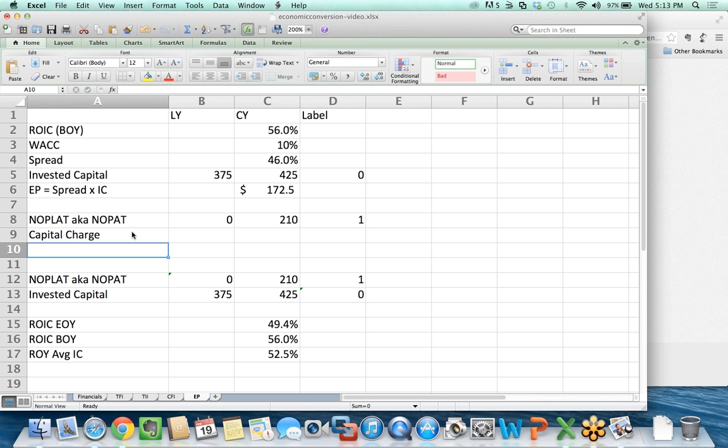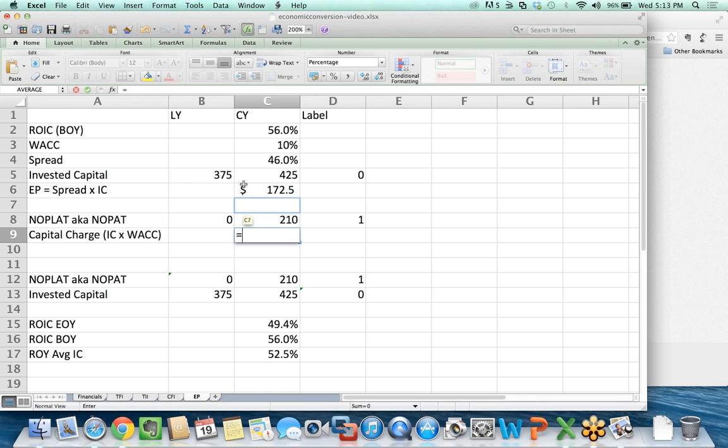And the capital charge is going to be the invested capital times the WACC. So in this case, it's going to be my beginning of year invested capital times my WACC, and that is my capital charge. Another way of saying that is if I borrowed $375 million from an investor at a 10% expectation, they would expect me to make $37.5 million on that borrowed money.